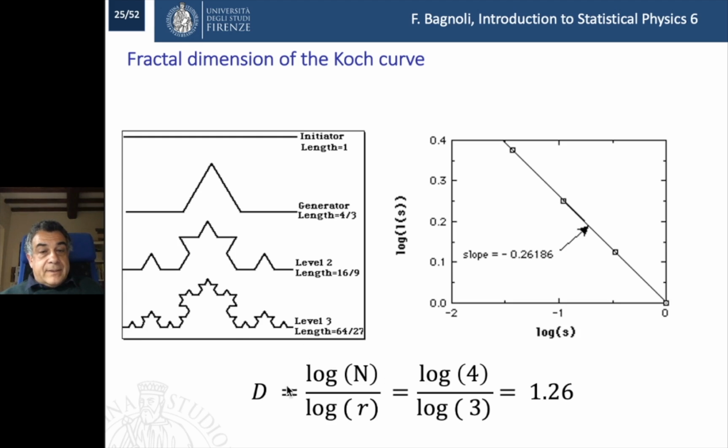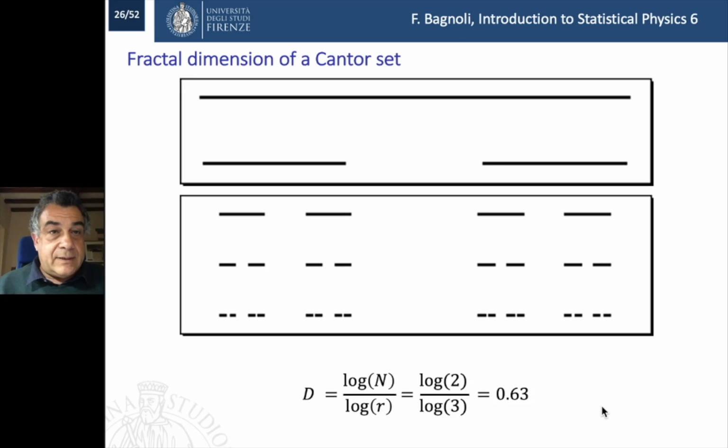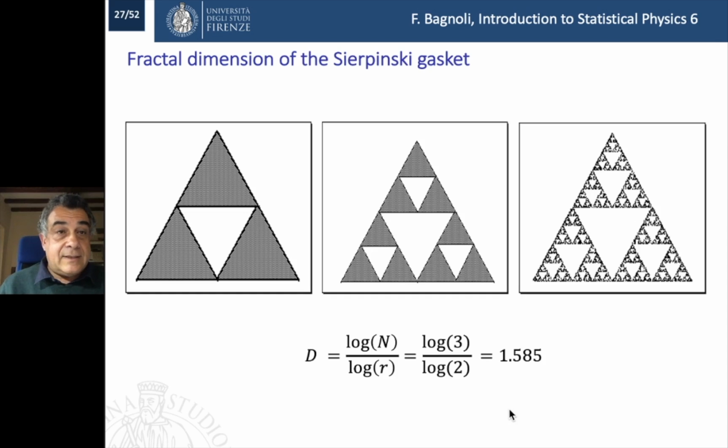And so you end up saying that the dimension of the Koch curve is not 1 as a regular curve, but it is larger than 1 and smaller than 2. So it is essentially, you may make a computation here, 1.26. While, for instance, if you remove, instead of adding, the central part of this segment, this is the idea of a Cantor set, which is just a dust of dots. And in this case, you have a dimension that is less than 1, it is 0.63.